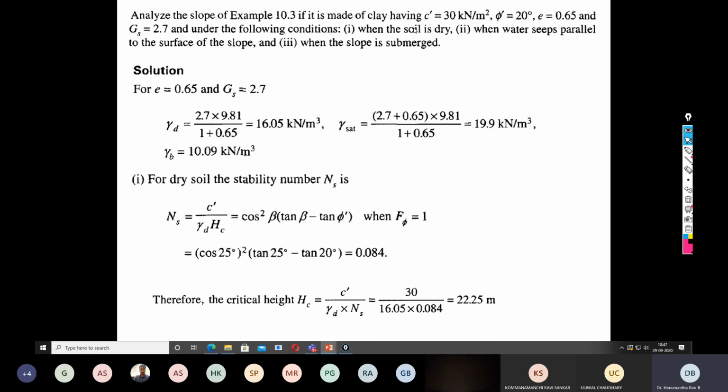So under dry condition, since you are asked to determine the critical height, the factor of safety is obviously unity. Therefore the equation can be written as c' by gamma d into Hc into cos square beta into (tan beta minus tan phi'). So the critical height Hc is equal to c' by gamma d into Ns.